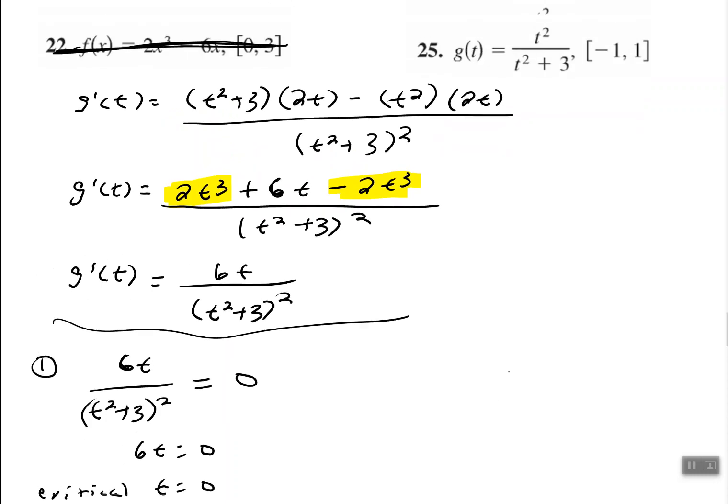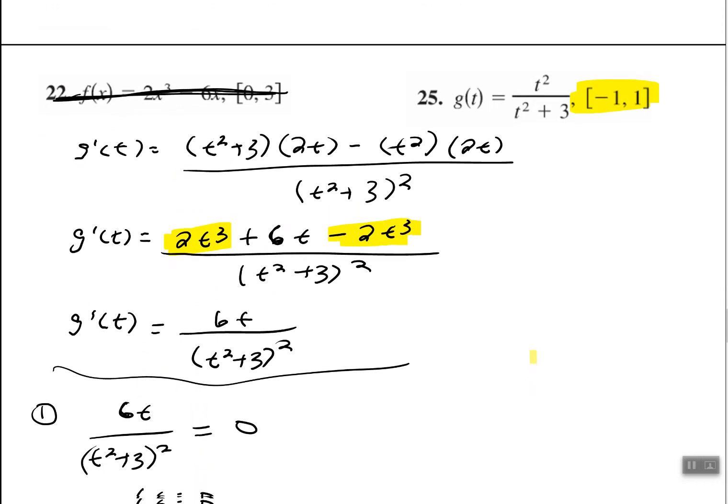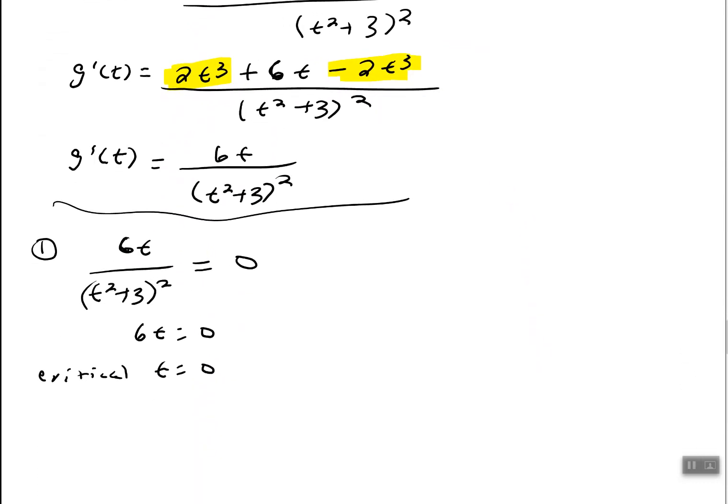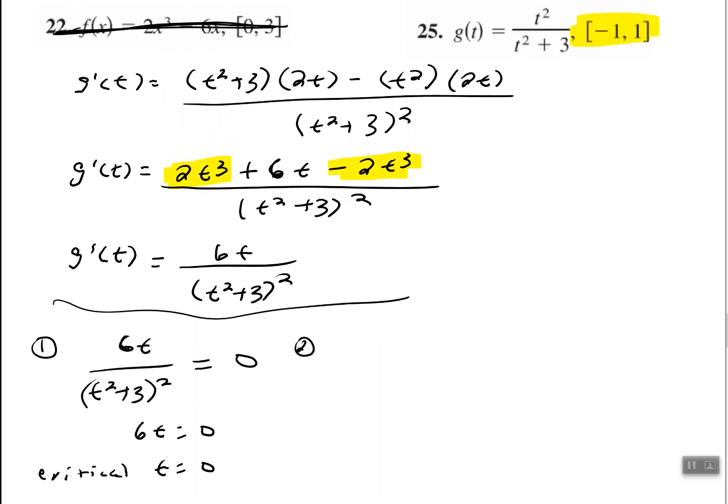All right, and then we have the endpoints. Let's not forget our endpoints up here at the top. We have our endpoints of negative 1 and 1. Okay. So we have our critical number. Now we need to evaluate the function, the original function, at the critical number and the endpoints. And the original function is t squared over t squared plus 3. So if I let t equal 0, I get 0 divided by 3, which is 0, or the point 0, 0.